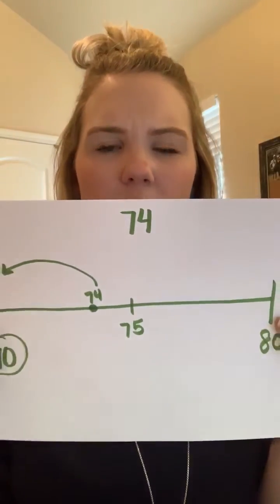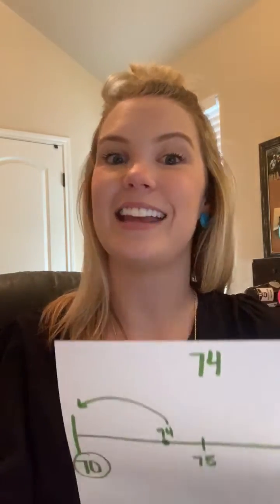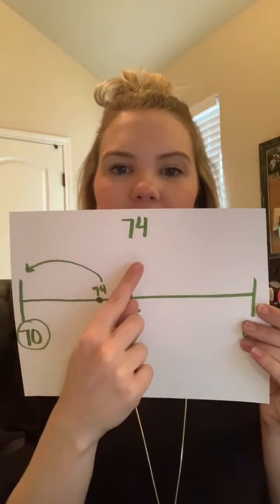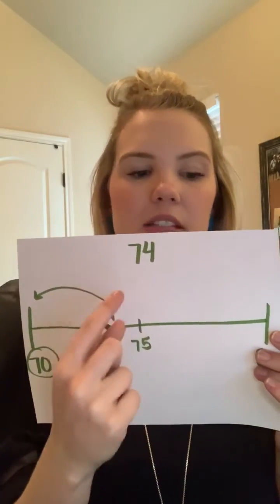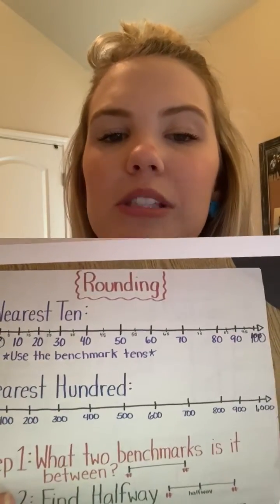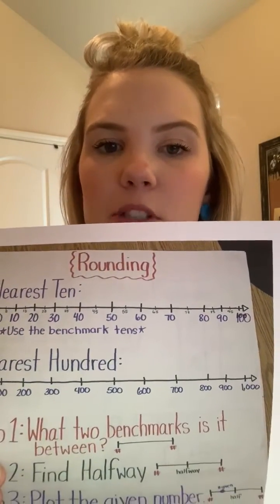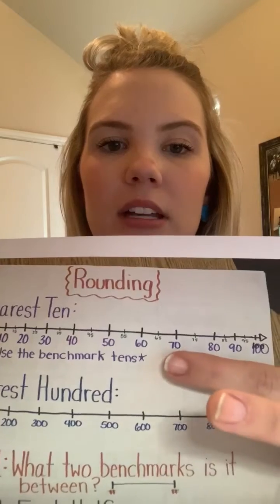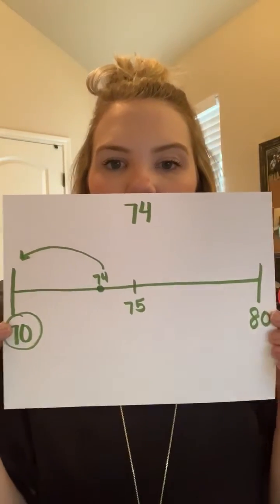So I made some examples for us to look at. My first example is the number 74, and it doesn't tell us what to round to. And we know that when it doesn't tell us what to round to, we assume that it wants us to round to the nearest 10. So our number is 74. So I look at 74 and I think to myself, out of all of those benchmark 10s, what 2 10s is 74 between? 70 and 80. So those are the 2 numbers that I put on either side of my number line, 70 and 80.